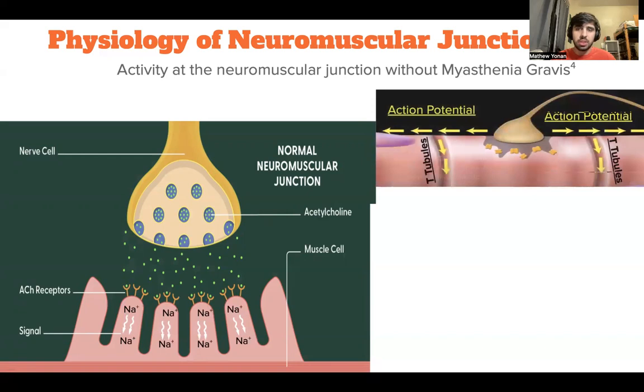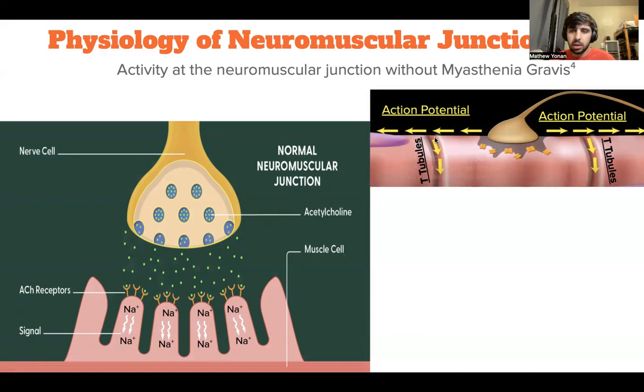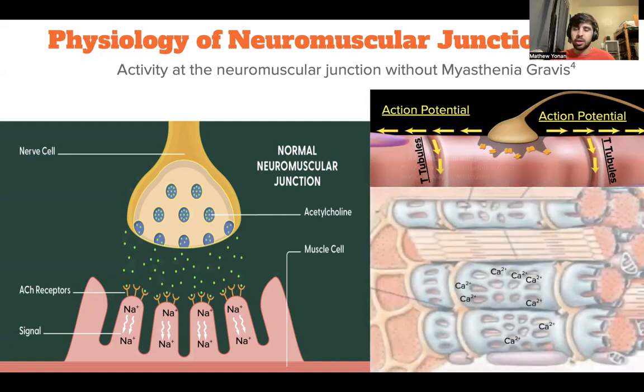Once the sodium flows in, it causes a depolarization, and that depolarization can, if enough sodium flows in, cause an action potential, which propagates down the motor end plate, and can propagate down into the transverse tubules, which you can see here are those two passageways where the yellow arrows are going. After traveling down the transverse tubules, it reaches the sarcoplasmic reticulum, which is essentially like a bag of calcium ions. Once that signal reaches there, those calcium ions are then released into the sarcomere.